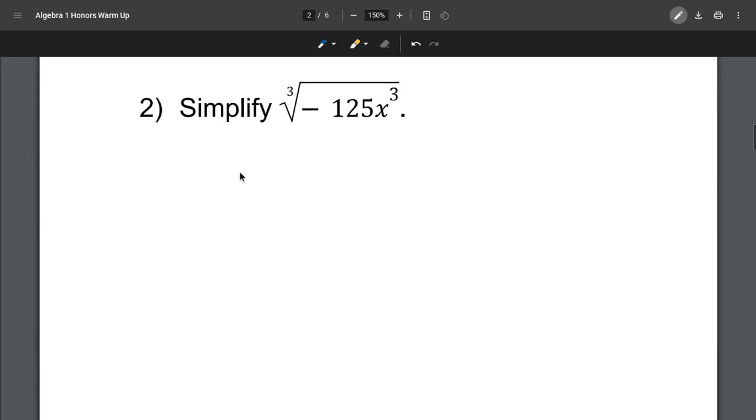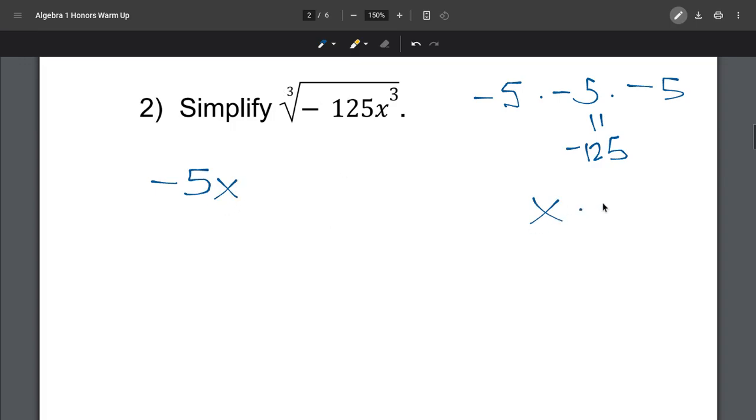All right, so we're taking the cube root of negative 125 x cubed. So we're going to start with the cube root of negative 125, which is negative 5. Again, the reasoning for that is negative 5 times negative 5 times negative 5 equals negative 125. And then x cubed, the cube root of that is just x, because x times x times x. Think about these are all x to the first, so 1 plus 1 is 2, plus 1 is 3. So our solution here is negative 5x.